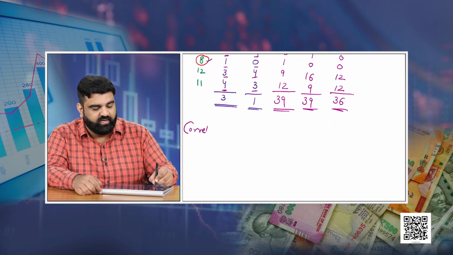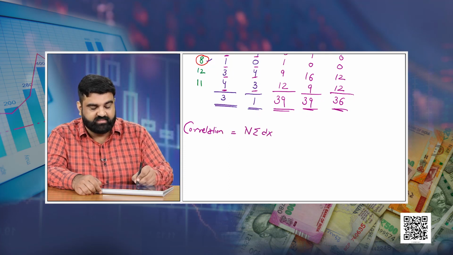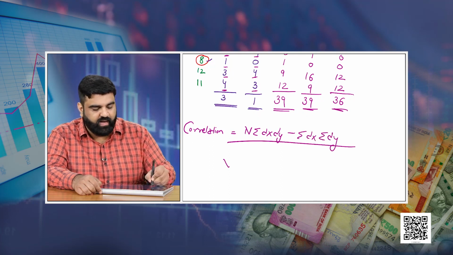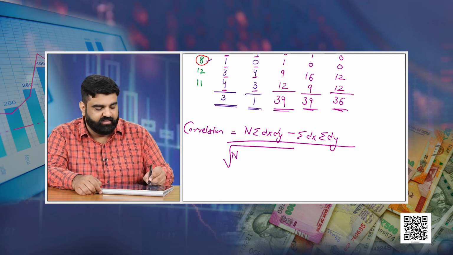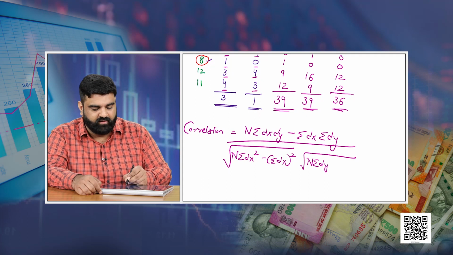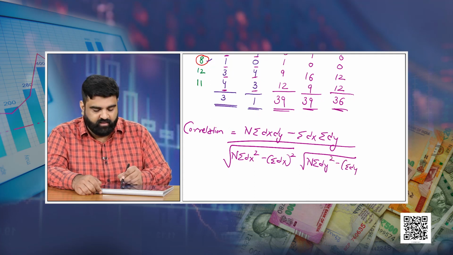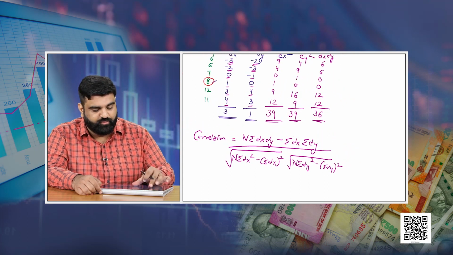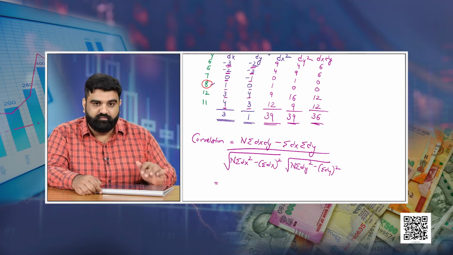So, we have the correlation coefficient to be calculated as n sigma dx dy minus sigma dx multiplied with sigma dy, upon square root of n sigma dx square minus sigma dx the whole square, multiplied with the square root of n sigma dy square minus sigma dy the whole square. So, let us put in the values. So, the number of items in these series is 6.